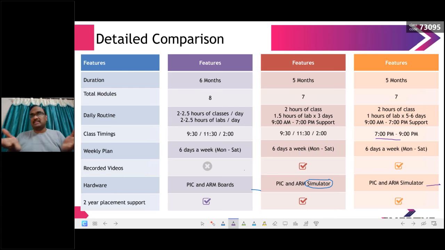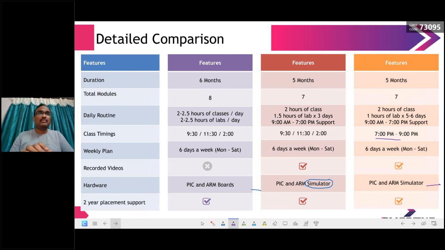I'll tell you this example. Suppose I want to go to Delhi. You find 3 routes. Whether you take route A, route B, or route C, ultimately the destination is the same: you guys getting into a core job. That's about the hardware part of it.